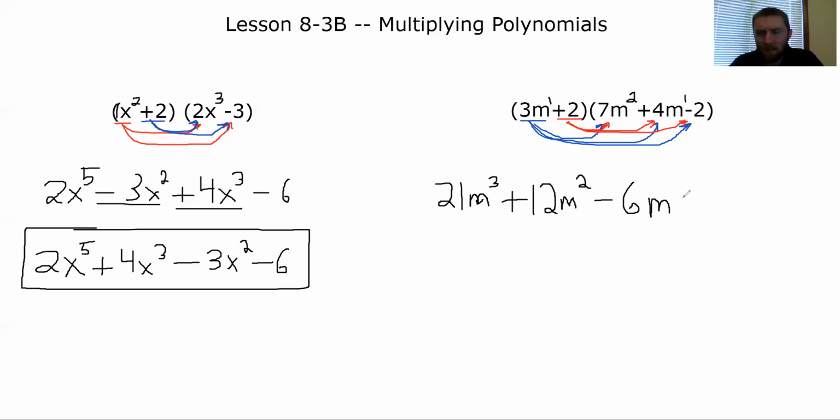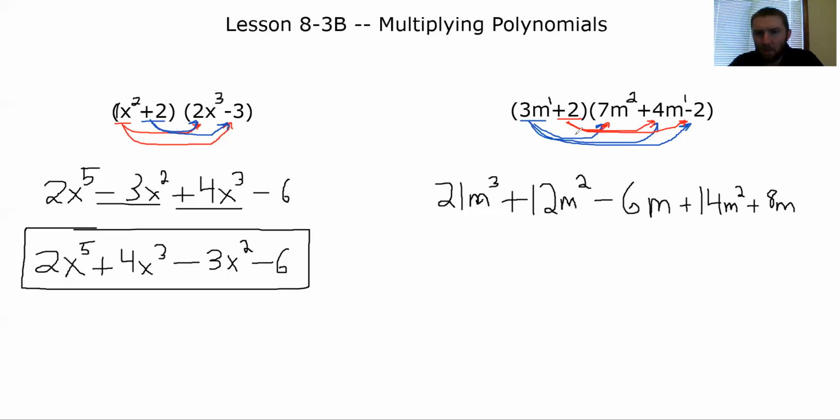Positive 2 times positive 7 is going to give me a positive 14. And I believe I'm still going to have an m squared on that term because the 2 has no m's to worry about. Doing a positive 2 times a positive 4m is going to give me a positive 8m, right? Because again, the 2 has no m's to worry about, so it just stays with an m. 2 times 4 is 8, 8 with an m.